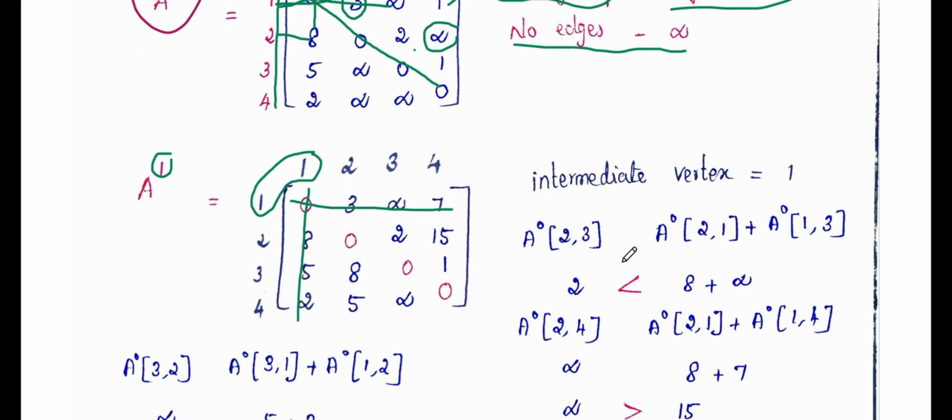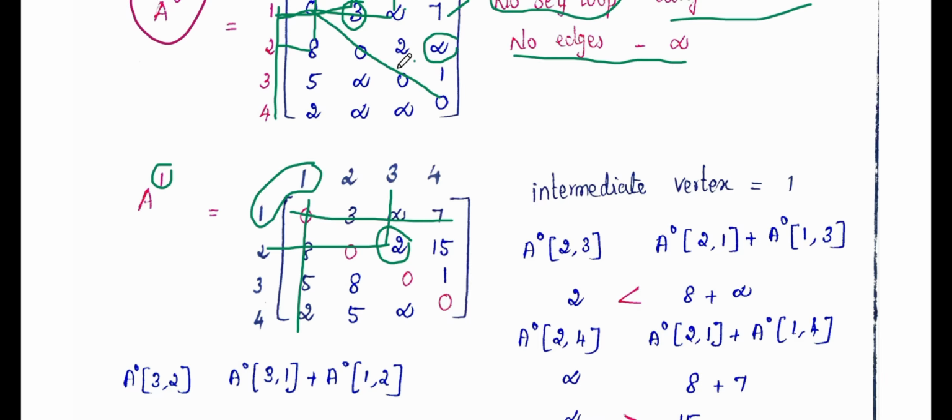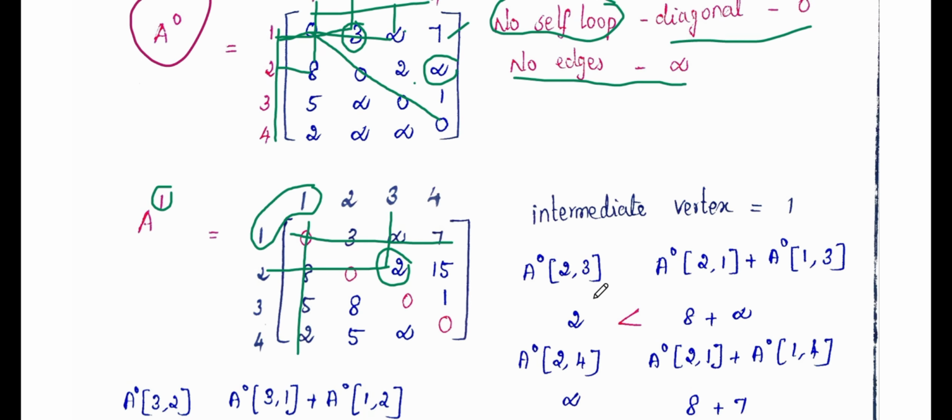Then how to find these values? Just check. We find this value first. How to fill this? It is 2 to 3, right? So what is the formula here? A0 of 2 to 3. That means you get the value from the previous matrix. What is A0 of 2 to 3? This is the direct edge. 2 to 3 is a direct edge.